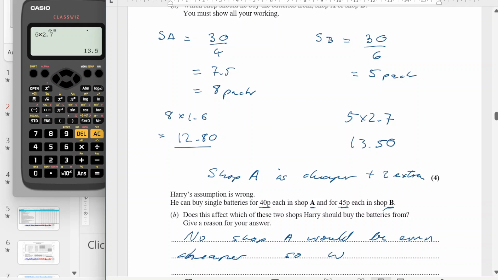So won't affect. Because the question was actually which shop should he buy from, so our answer won't change. The price he would pay would change, but it would still be cheaper.